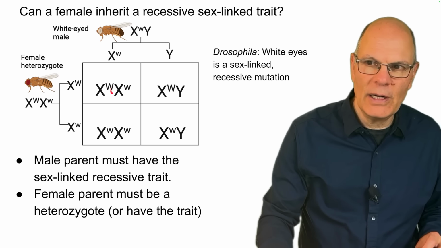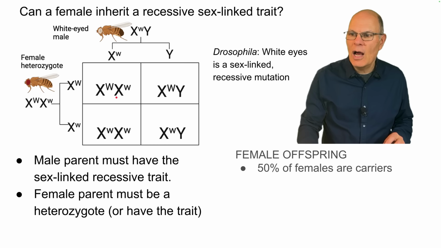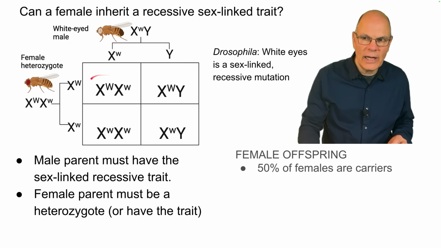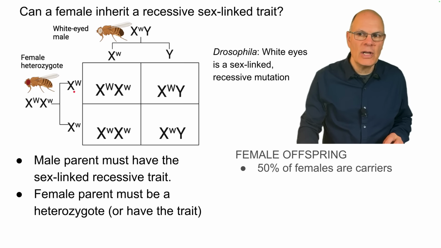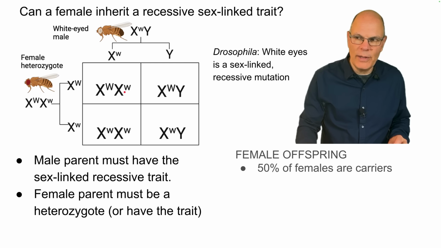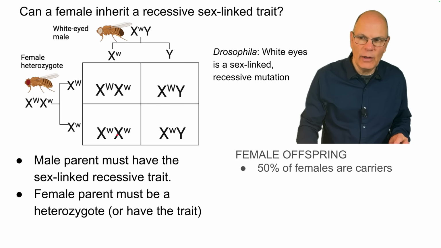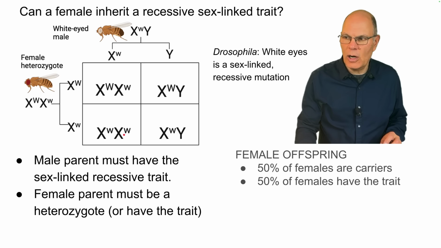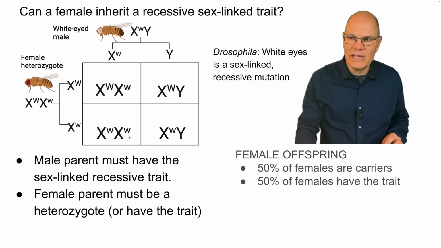When we create the Punnett Square, we can see that among the female offspring, 50% of the offspring are carriers. They have to be carriers. They get the normal allele, for red eyes in this case, from their mom. They get the recessive allele for white eyes from their dad. And in this case, they get the recessive allele from both parents. So 50% are carriers, and 50% of the females have the trait.